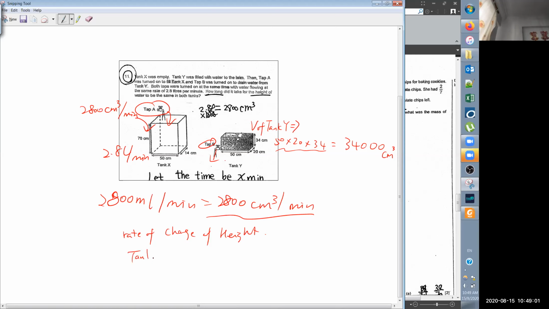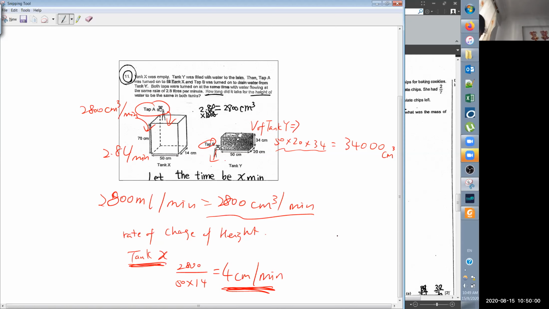So for tank A or tank X, the rate of change of height is 2800 divided by 50 times 14. Can you help me out? What's this answer? Four. Alright. Okay, so that means 每1分钟啊，这个 tank X 它的高度上升是4 cm per minute。OK，因为这个水是2800 cm cube 进去，therefore the height change per minute is 4 cm for tank X.